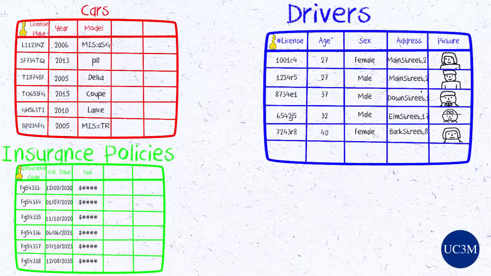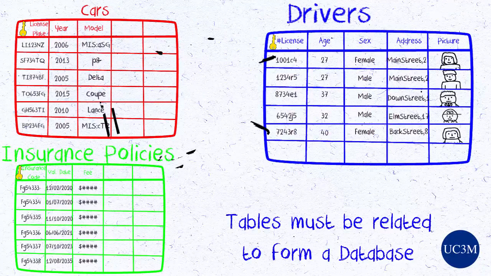Hello, welcome back. In the previous video, we discussed the three tables that would make up our car insurance company's database: cars, insurance policies, and drivers. For these three tables to form a database, they must be related.